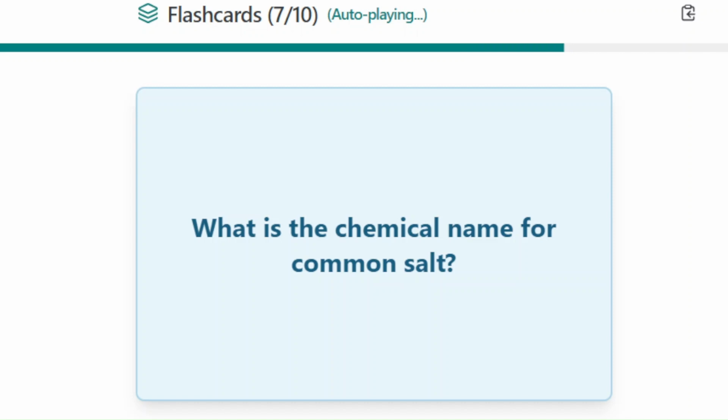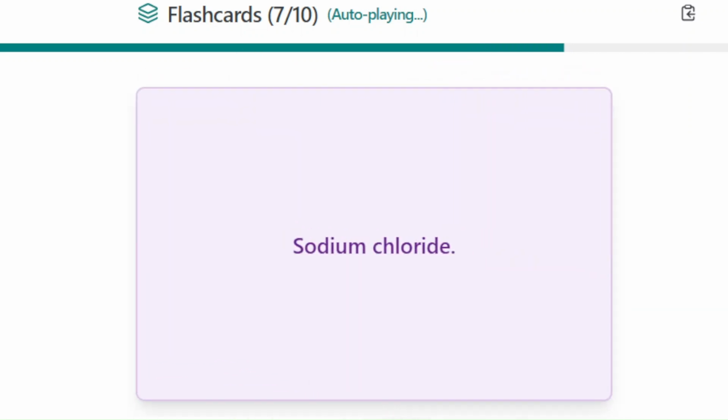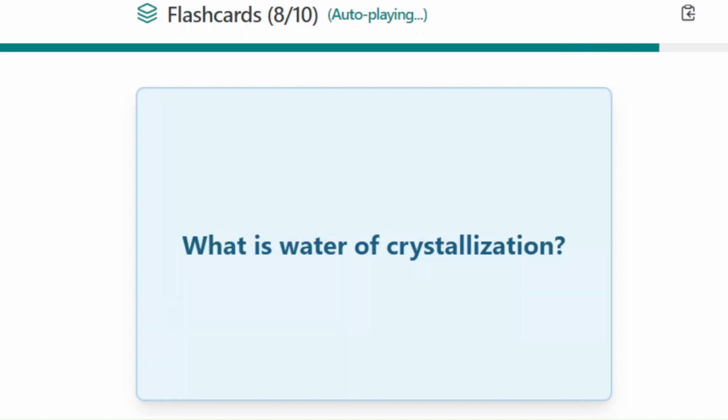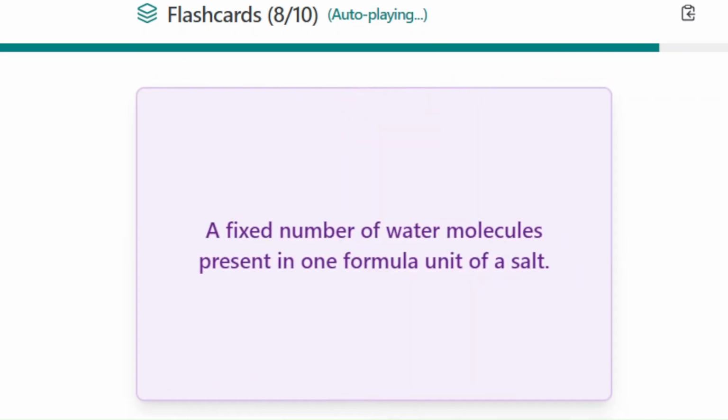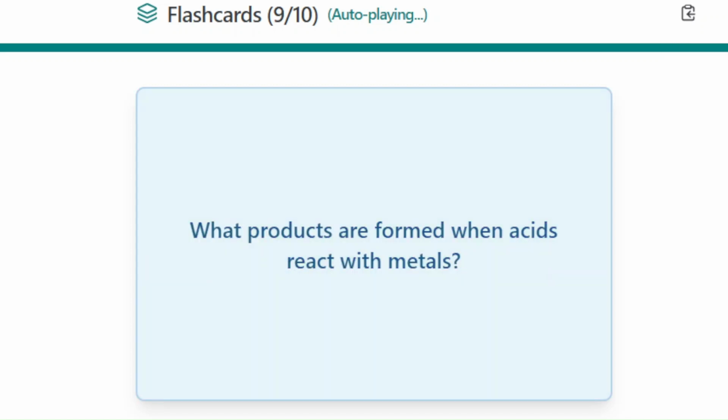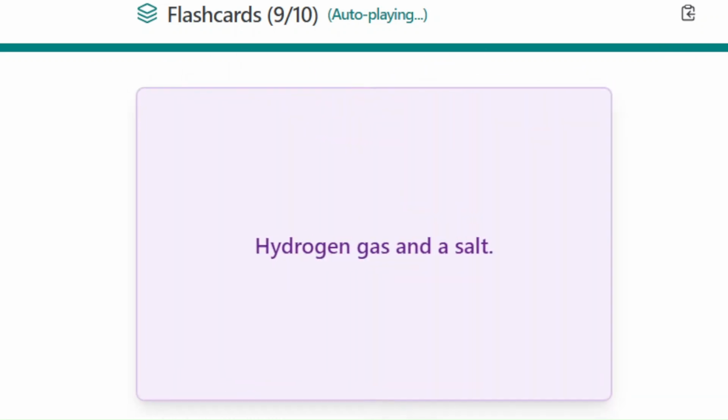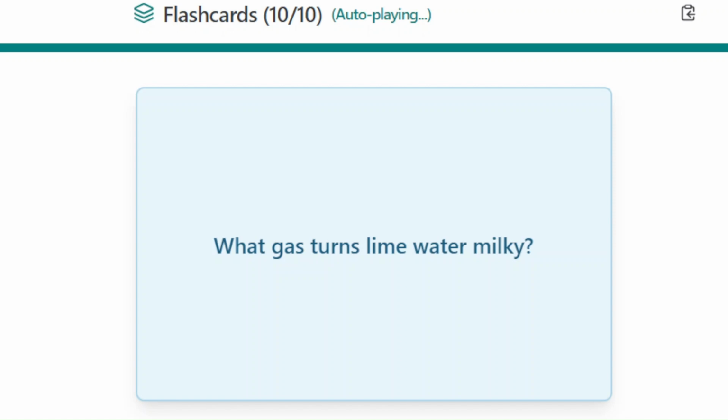What is the chemical name for common salt? Sodium chloride. What is water of crystallization? A fixed number of water molecules present in one formula unit of a salt. What products are formed when acids react with metals? Hydrogen gas and a salt. What gas turns lime water milky? Carbon dioxide.